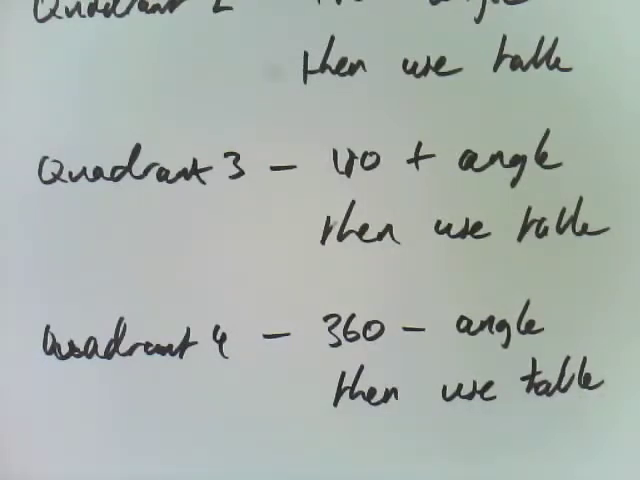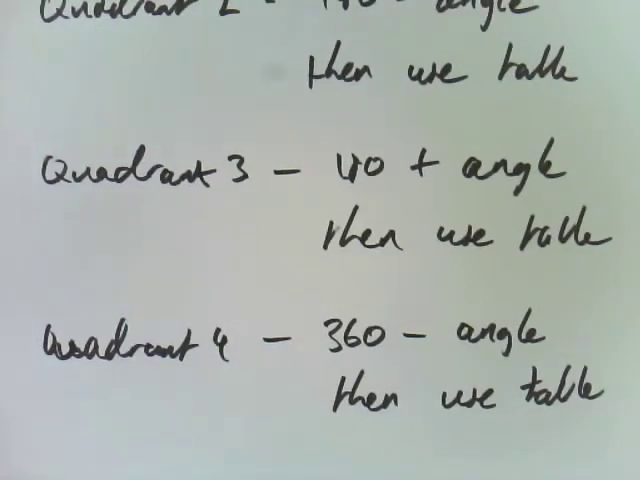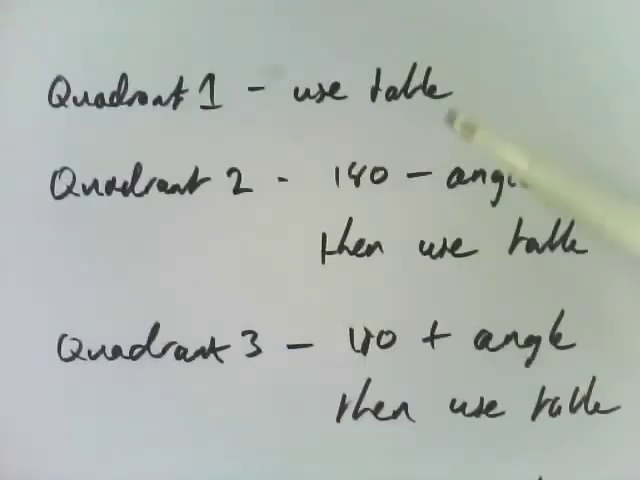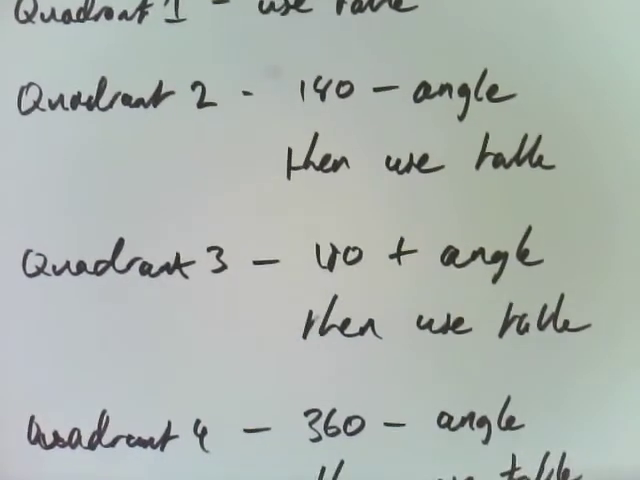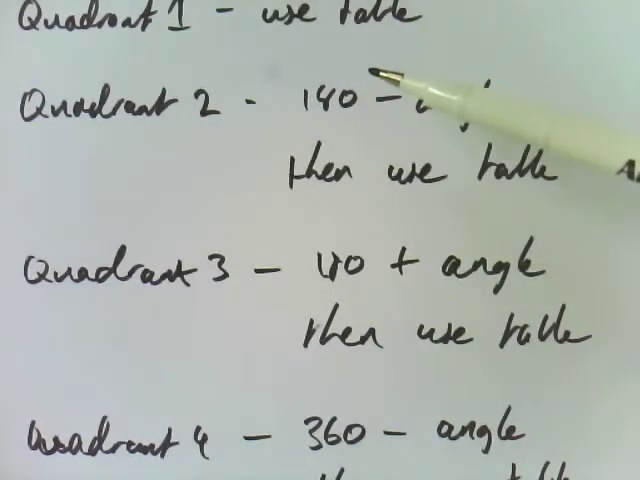So the first step in any of these questions, in my opinion, is you start by working out what quadrant you're in, and then you do one of these 4 things depending on the quadrant. If you're in quadrant 1, you just use the exact values table as is. If you're in quadrant 2, you need to convert it into what it would be in quadrant 1 and then use the exact values table. There is one more step to each of these that I haven't put in.